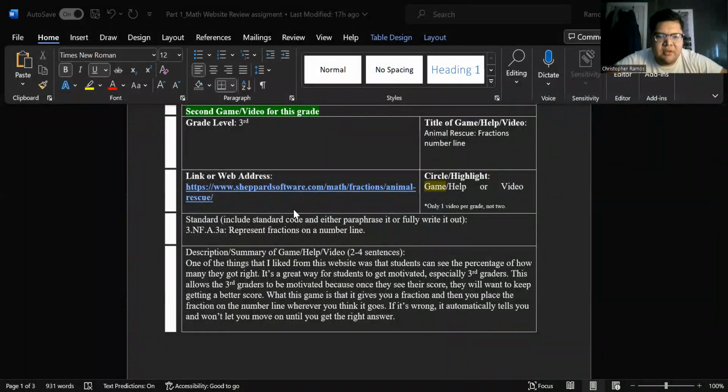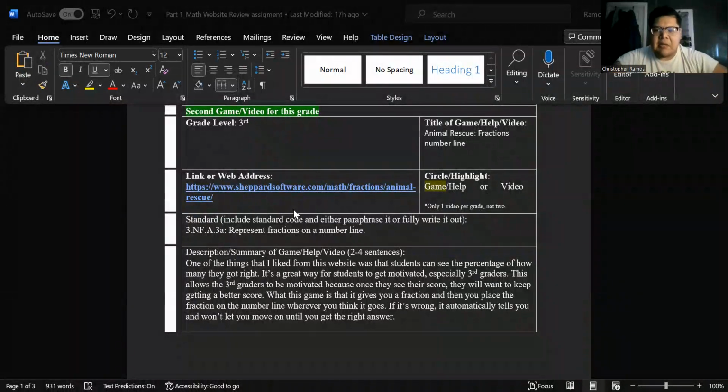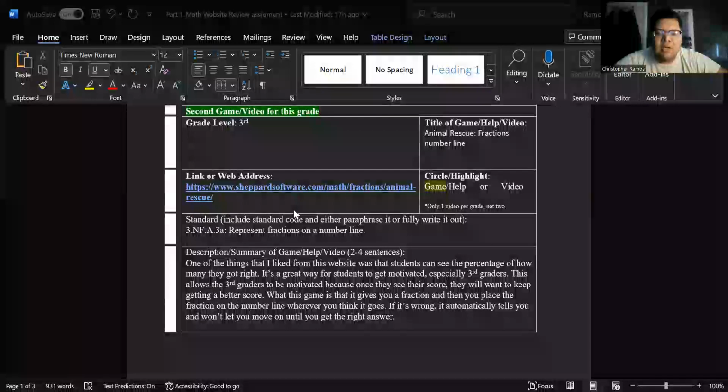For a third grader, this would be such a fun game to do with a rotation or to work on during free time. One of the main things I liked about it was that students could see the percentage of how many they got right. It's a great way for students to get motivated, especially third graders, because they like to compete a little bit. Once they see their score, they want to keep getting a better score.